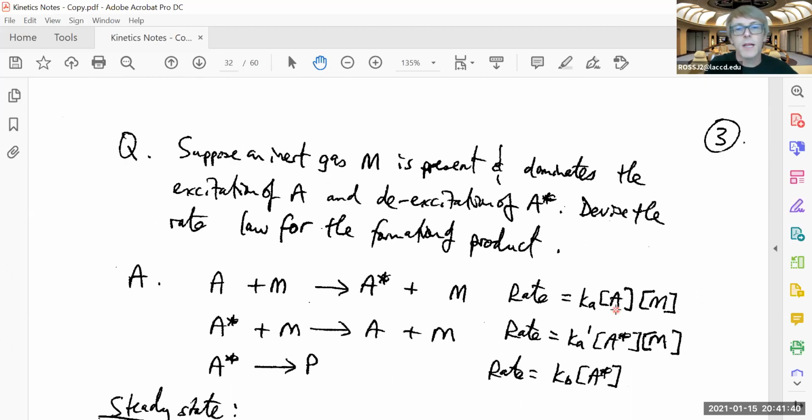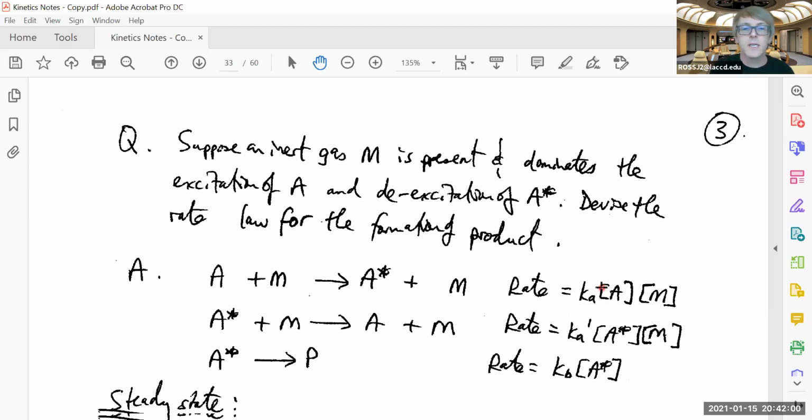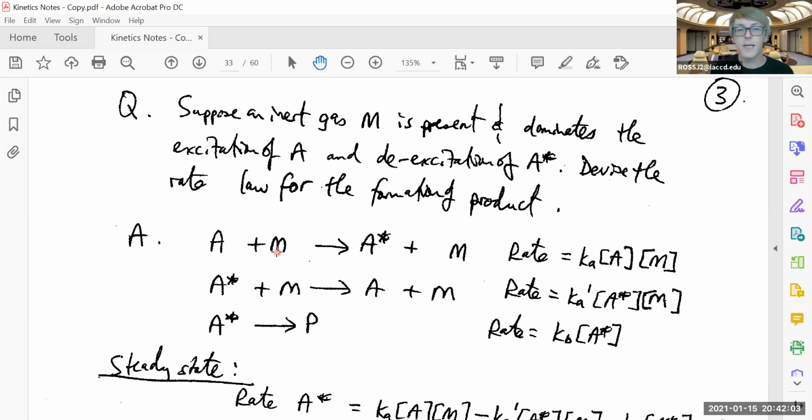Okay, so here's an example of a calculation. Go through this quickly. It's almost identical to the previous one, but it's how a question might be asked in class. Suppose an inert gas M is present and dominates the excitation of A and the de-excitation of A star. Devise the rate law for the formation of product. So you can see we're doing the same process as in the example above. A collides with M. You get activated A plus M. You can reverse that. A star can hit M again, the same or another M, probably a different one, to give unactivated A. Alternatively, A star can just decay to get product.